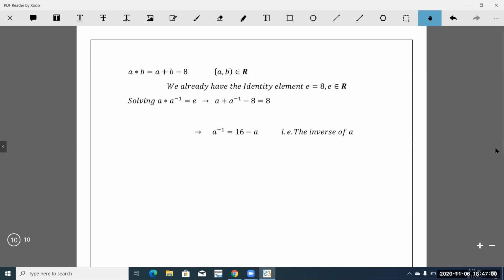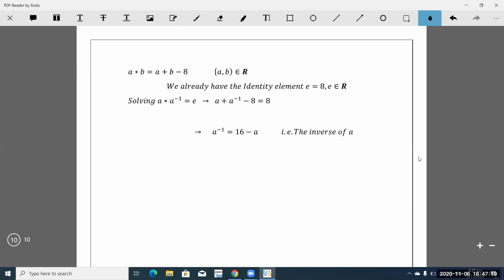And that's it for binary operation. That's all the notes for binary operation. It's very short, isn't it?